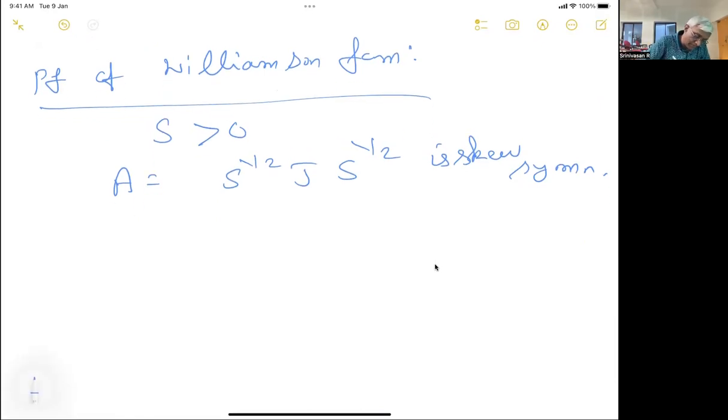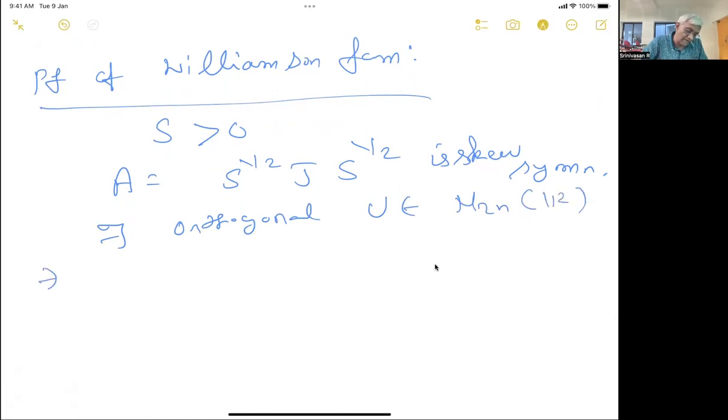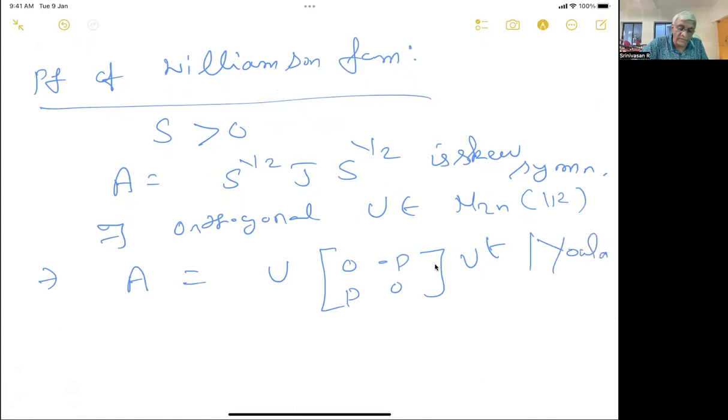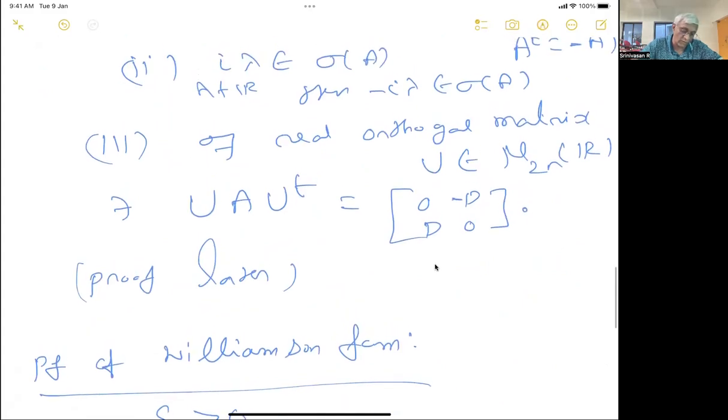So there exists orthogonal or unitaries U in M2N such that A looks like U, which we have to prove, U transpose. Okay, by this is U law. This is what is called Euler's decomposition. I mean, the earlier lemma, whatever I have stated, is what is called Euler decomposition.